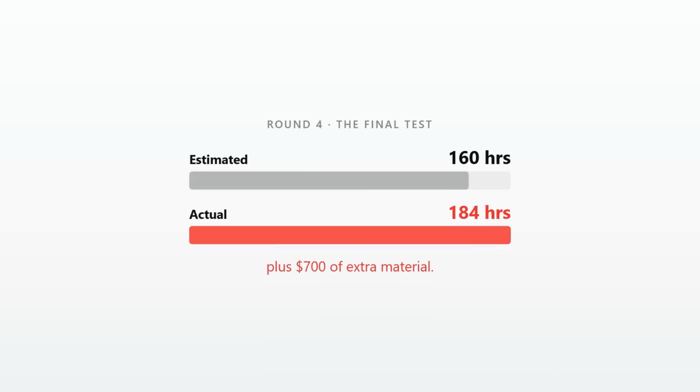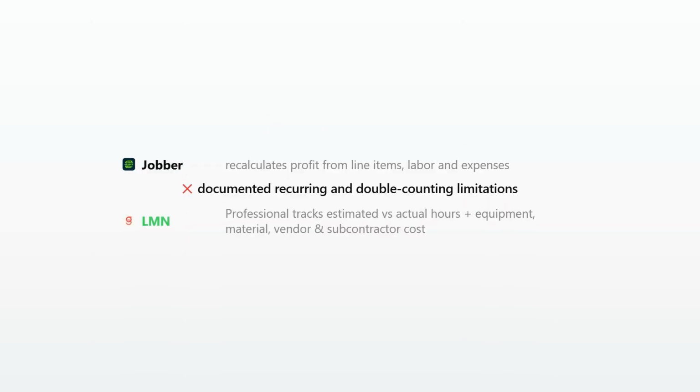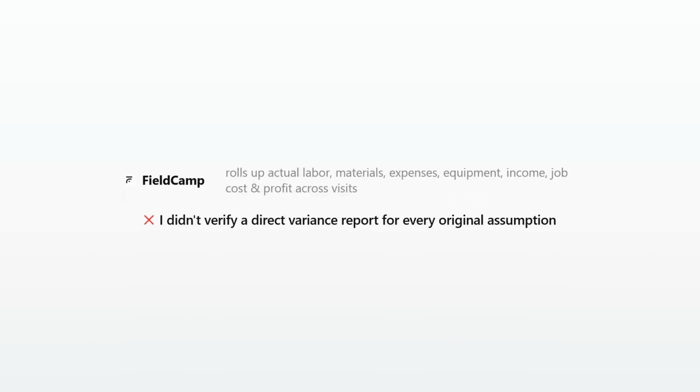Now the final test: 184 hours instead of 160, plus $700 of extra material. Jobber calculates profit from line items, labor, and expenses, with documented recurring and double counting limitations. LMN Professional tracks estimated versus actual hours plus equipment, material, vendor, and subcontractor cost. Aspire feeds real-time labor and material costs into future estimates. fieldcamp rolls actual labor, materials, expenses, equipment cost, income, job cost, and profit across project visits, but I didn't verify a direct variance report for every original assumption. LMN wins actual versus estimated feedback.